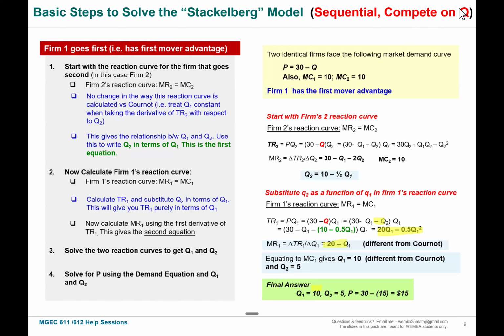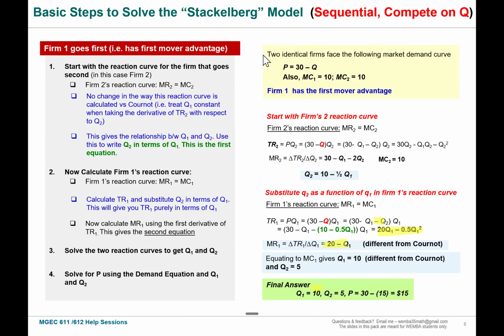So they're deciding how much to produce, not on price. So Cournot and Stackelberg both have the same structure. The firms are competing on quantity, not price. The difference being, in Cournot, the firms make decisions simultaneously. In Stackelberg, they make decisions sequentially.